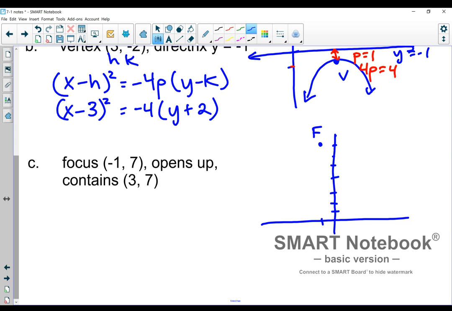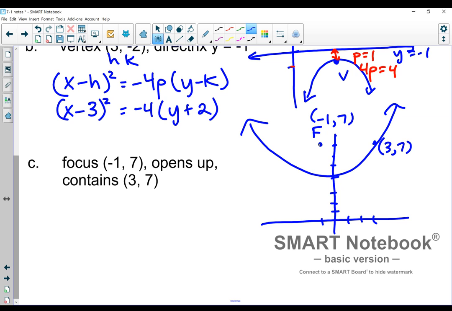And it says that the graph opens up and it contains (3, 7). So it's going to be something like this. But I don't know where my vertex is, and I don't know where the directrix is. All I have is this point, (3, 7), and I have that my focus is (-1, 7).